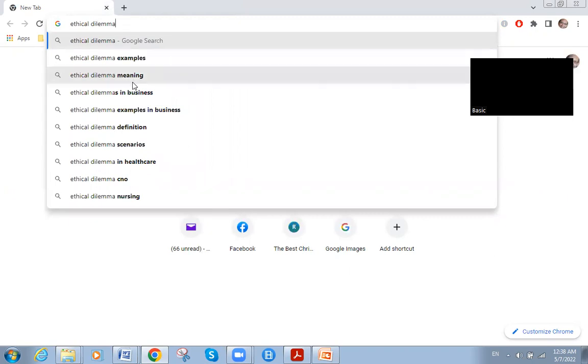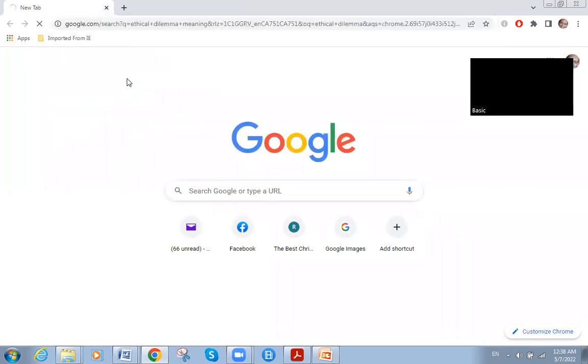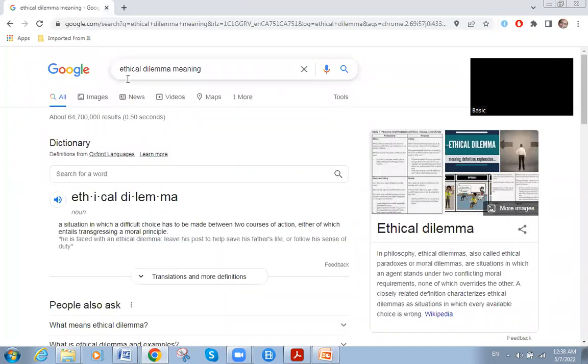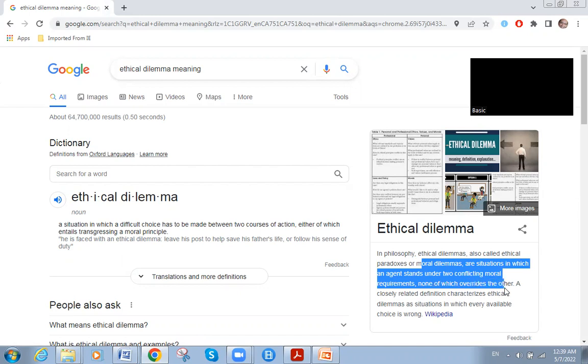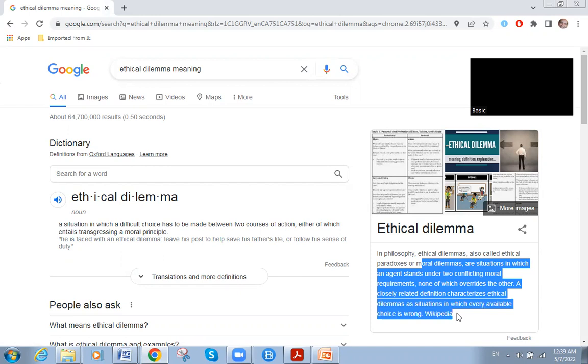Ethical dilemma meaning. It's very important to talk about the ethical dilemma today, actually, and to know the meaning of it. It's called ethical paradox or moral dilemma, a situation in which an agent stands under two conflicting moral requirements, none of which overrides the other. A closely related definition characterizes an ethical dilemma as a situation in which every available choice is wrong.